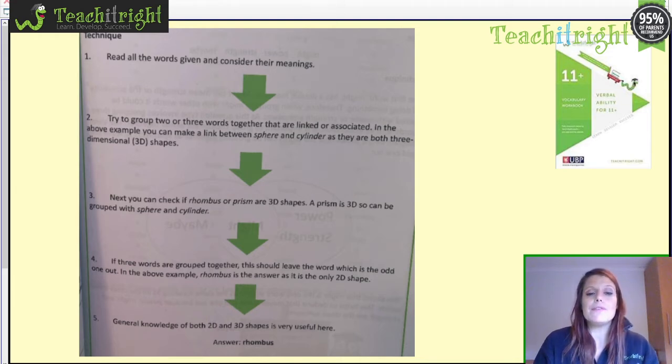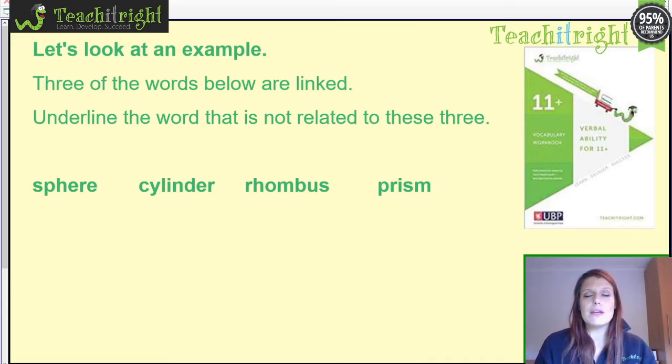So then, if 3 words are grouped together, this should leave the word which is the odd one out. Therefore, rhombus is the answer in our example, as it's the only 2D shape. So general knowledge of both 3D and 2D shapes would be a useful thing here. So rhombus, as our example, is the odd one out because it's 2-dimensional, not 3-dimensional.